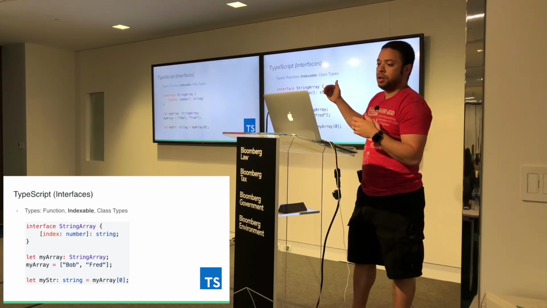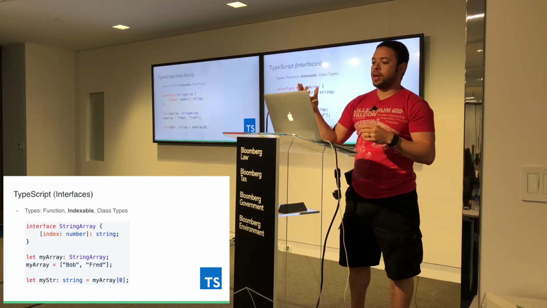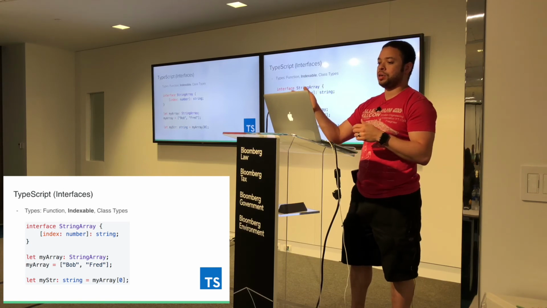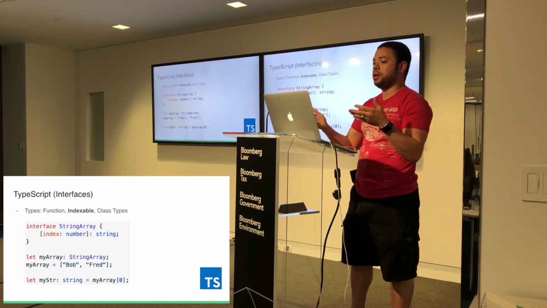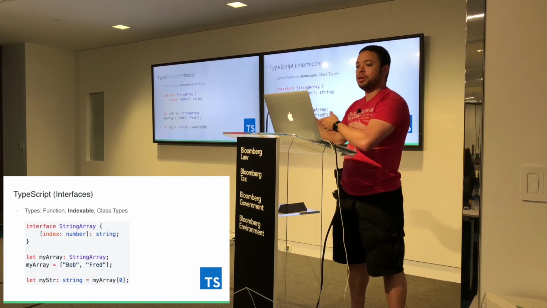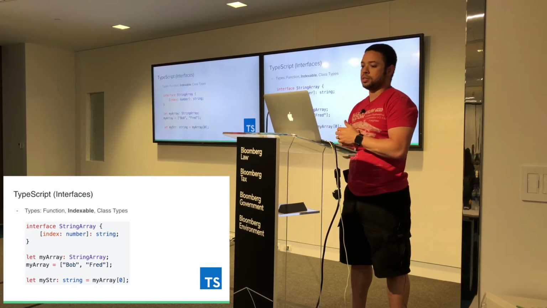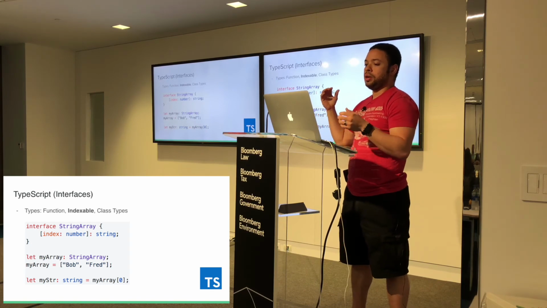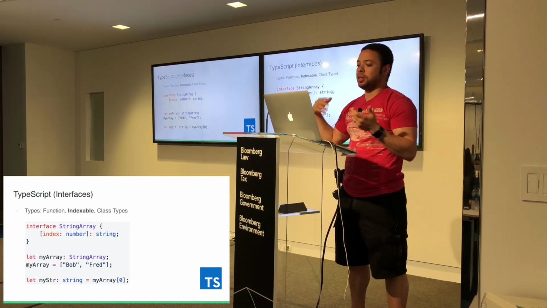All right? And so we use that interface. We assert my array is a string array. And then when we assign my array to Bob and Fred, which are both string values, and the index is definitely a number, this is valid. This is good. And we can also fetch variables out of it and whatnot.